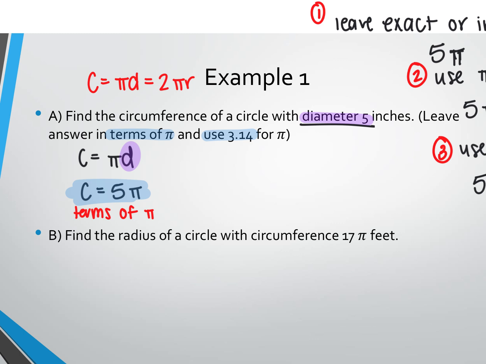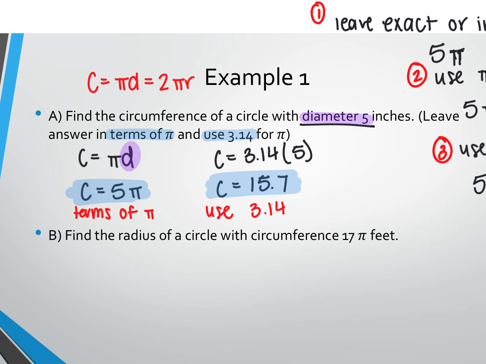Now they want me to solve it using 3.14. So again, circumference equals, I'm going to do 3.14 times my diameter. And yes, we kind of solved this already. If you plug it into the calculator, it's going to be 15.7. And again, this is my answer for using 3.14. So there's a difference between both my answers. Please make sure you read them carefully on your homework and on your quiz.